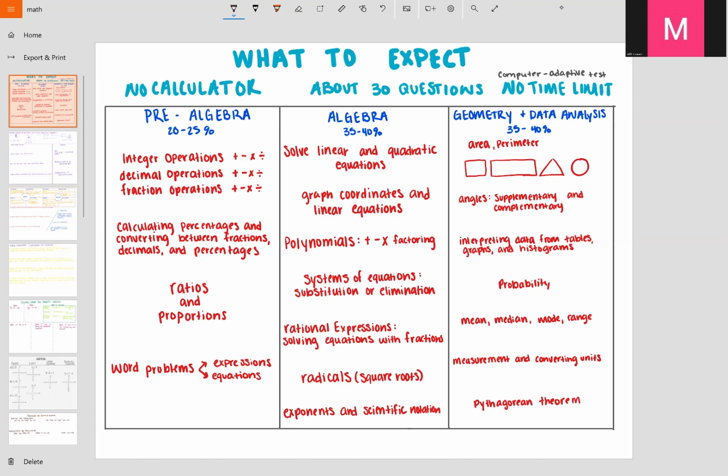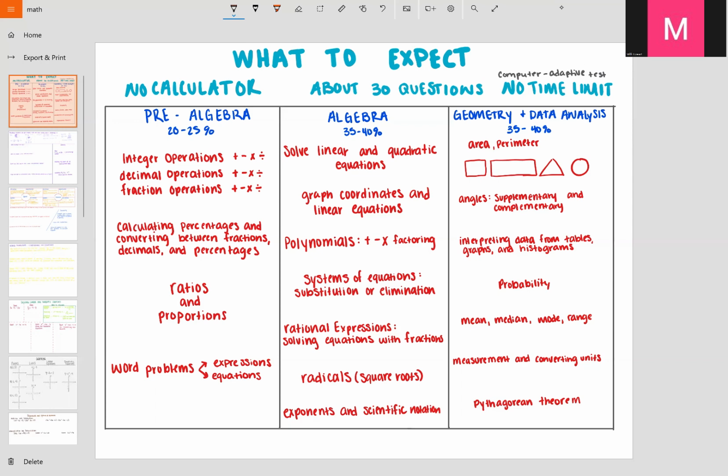So I'm going to break this up into three separate parts. There's pre-algebra, algebra, and geometry and data analysis. We're going to start with pre-algebra, which will be about 20 to 25% of the test. The first thing that you're going to see is integer operations, decimal operations, and fraction operations. I'm not going to cover that in this video, but do keep in mind that you'll have to do all of these questions without a calculator.